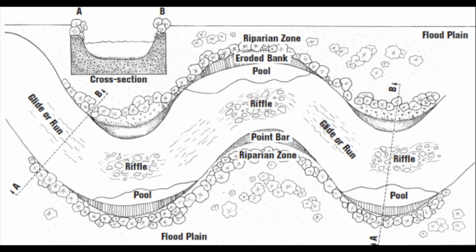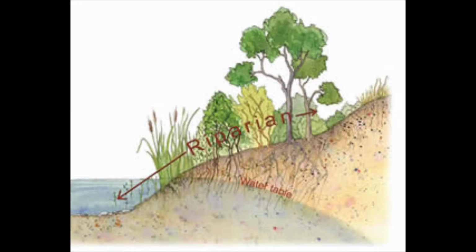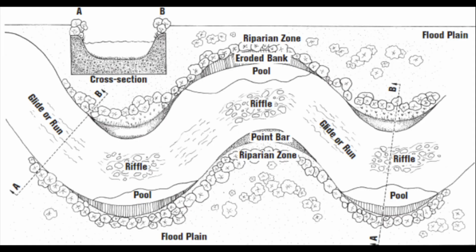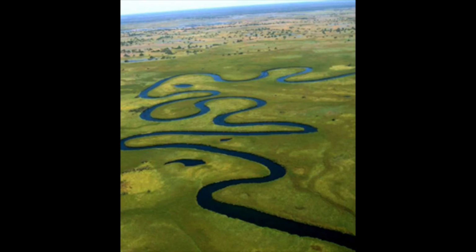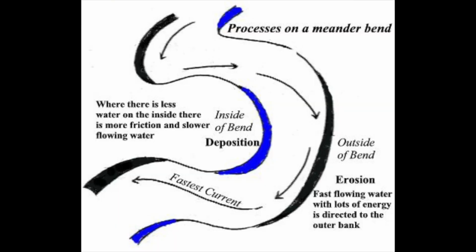It is important to note the riparian zone, which is the interface between the land and the river, which is made up of hydrophilic vegetation. In this image, you can also see the meandering of the river. Meandering here is the curvature and the bending of the river due to deposition and erosion of sediment.